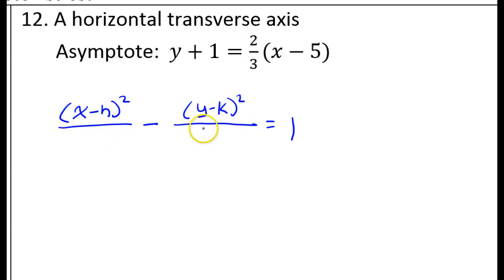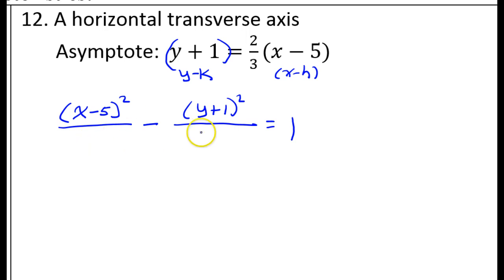We'll figure that out in a moment. Now, the h and the k represent the coordinates of the center. But guess what? This is also y minus k. And this is also x minus h. So I can borrow these and use them in my standard form equation. So this x minus h over here is really the x minus 5 that I see in the asymptote equation. This y minus k over here is really the y plus 1 that I see in the asymptote equation. So boom!